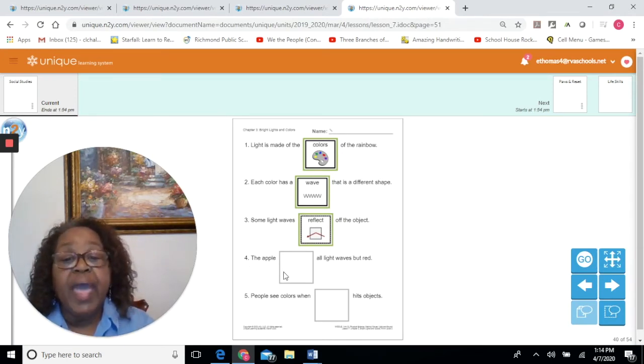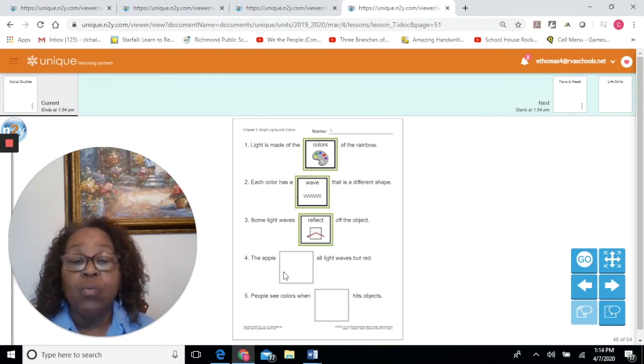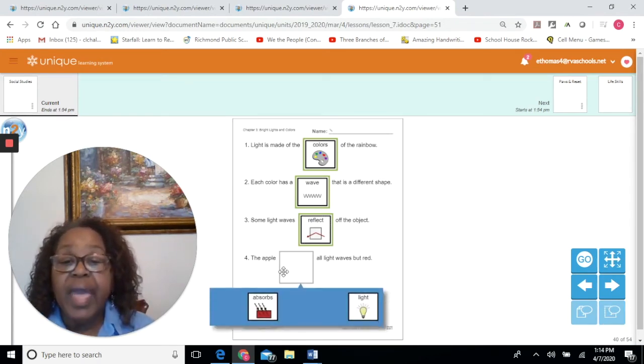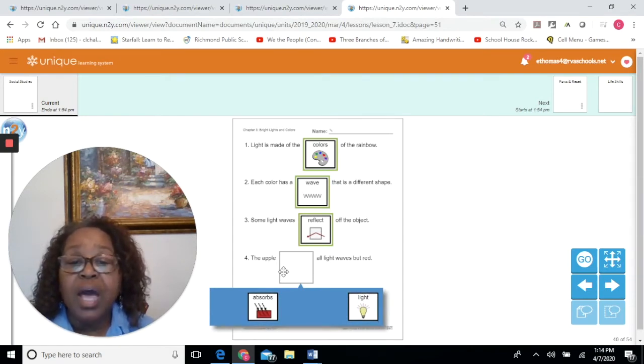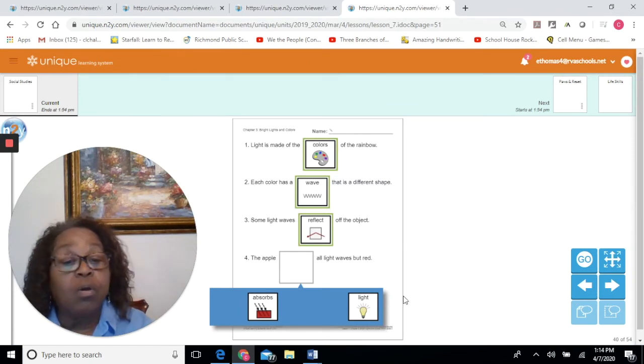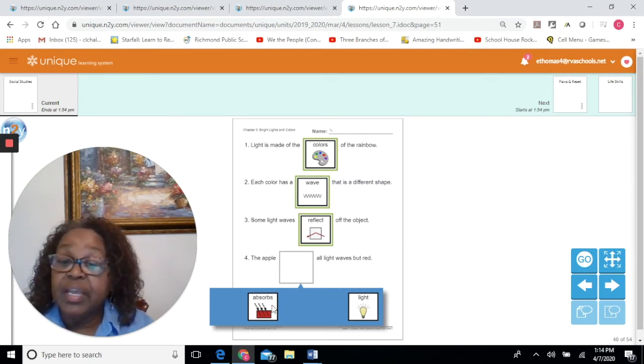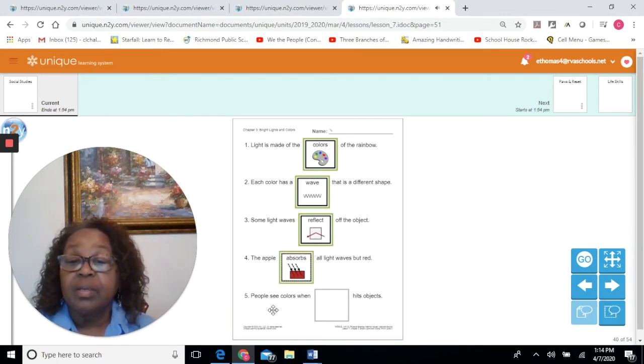Number 4, the apple blank all light waves but red. Think about it. Well, it either absorbs or light. I think the best answer is absorbs. The apple absorbs all light waves but red.